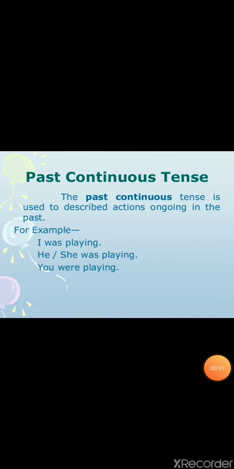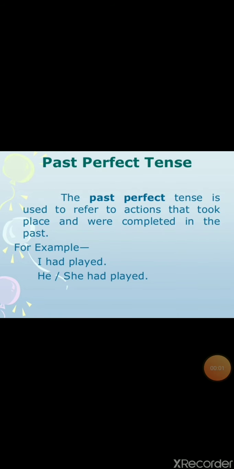Past continuous tense. The past continuous tense is used to describe actions ongoing in the past, meaning in progress but in the past. For example, I was playing, he or she was playing, you were playing. You know the difference between was and were, I already explained to you. Okay, and I will explain the pattern in detail, but just to brief you: base form of the verb plus ing to show the progress in any type of aspect when we are talking about continuity.